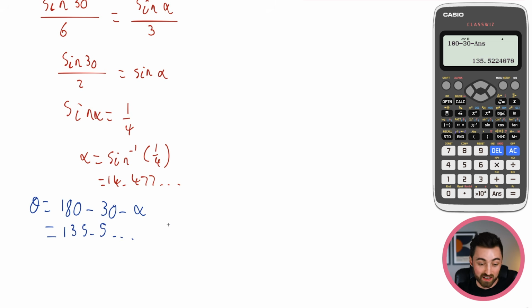135.5 blah. Let's stick with 4 sig fig here. So let's go 135.5 degrees. Yeah, to 1 decimal place. Fantastic. And I believe that is it.